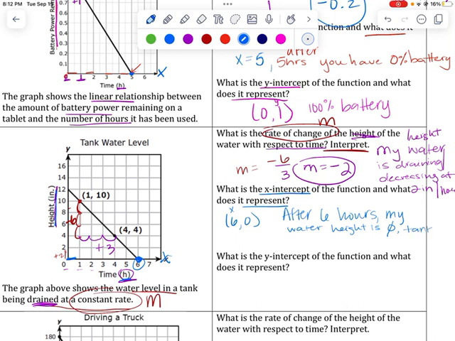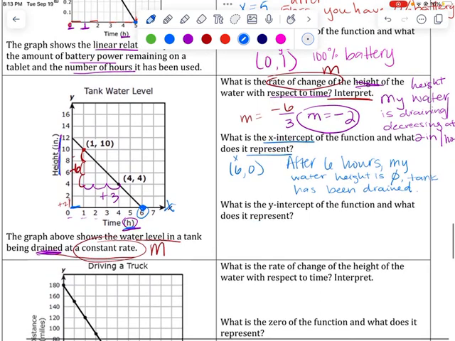Tank has been drained. Okay. Very last one. Here we go. Now it's the y-intercept, the one that I did before. Y-intercept right here at the y-axis at 12. (0, 12). What does this represent?